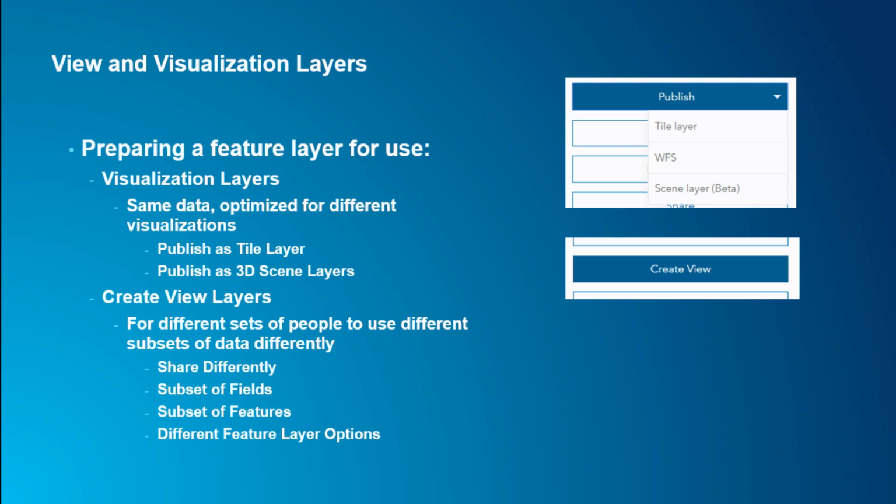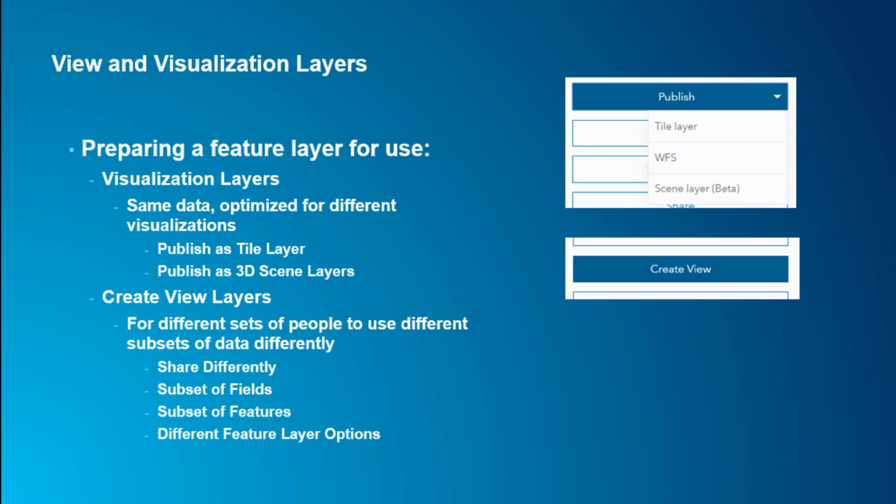View layers are the data that you've got in your feature layer, except that what you're going to do is create new layers so that you can share them with different sets of people to use different subsets of that data, and they can be used differently. So I'm going to go into the details of that. When you create a view layer, that's a new layer item, and it can, of course, be shared differently. So that's a simple enough thing, but it's powerful because of everything else that follows. So you can create a view layer and have it only show a subset of fields.